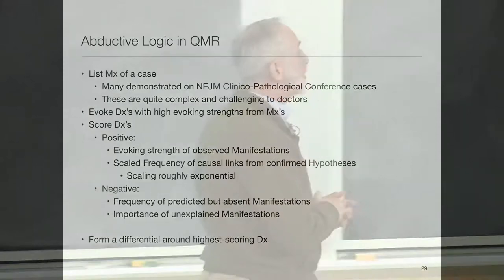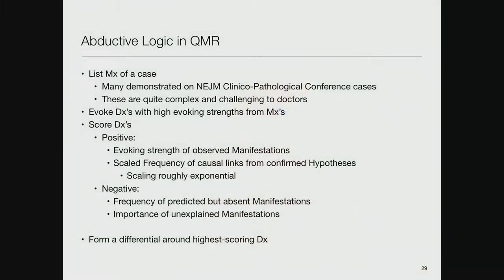So the logic in the system was that you would come to it and give it a list of the manifestations of a case. And to their credit, they went after very complicated cases. So they took clinical pathological conference cases from the New England Journal of Medicine. These are cases selected to be difficult enough that doctors are willing to read these. And they're typically presented at grand rounds at MGH by somebody who is often stumped by the case. So it's an opportunity to watch people reason interactively about these things.